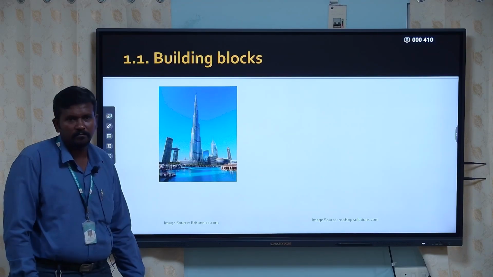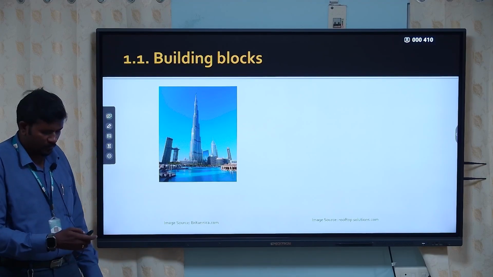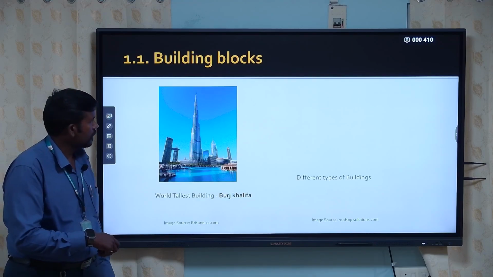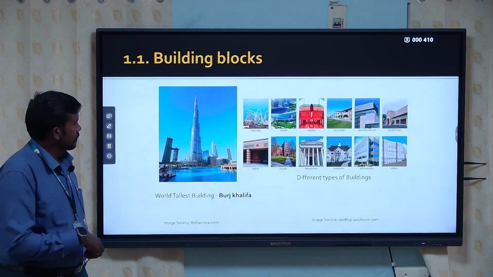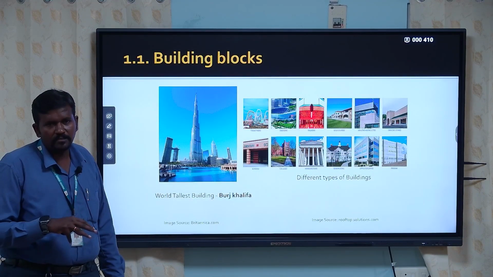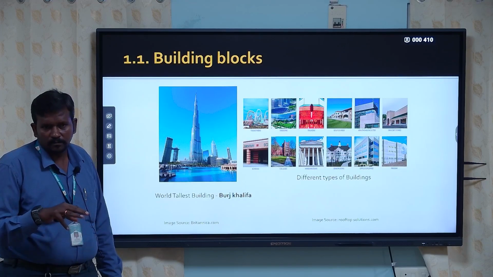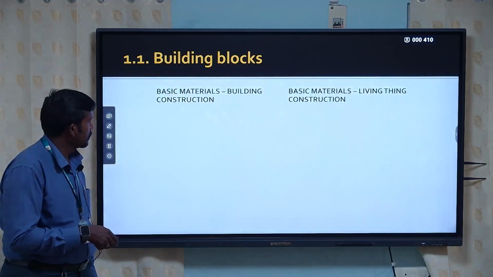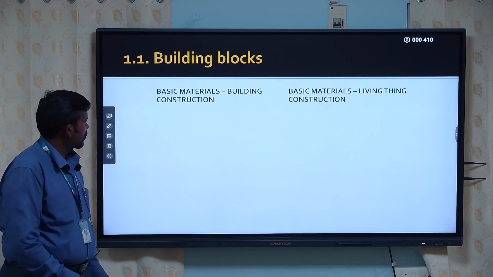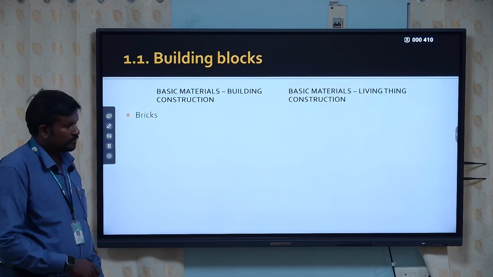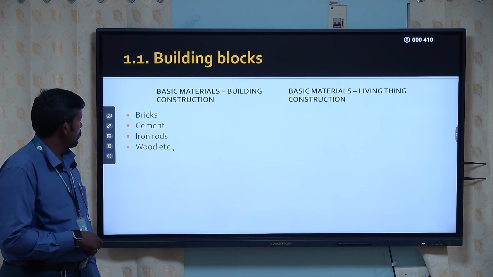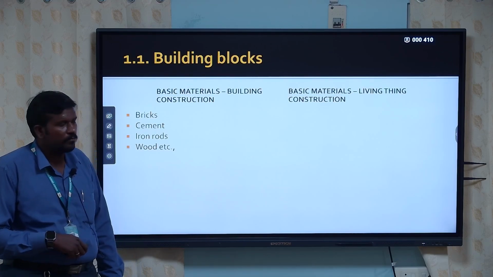Anyone can identify this building. This is called Burj Khalifa, the world's tallest building. There are different types of buildings, but the base has only sand, cement, water, and bricks. So this is for the building blocks. Basic materials for building construction are bricks, cement, iron rods, wood, etc. And apart from that, we need water.